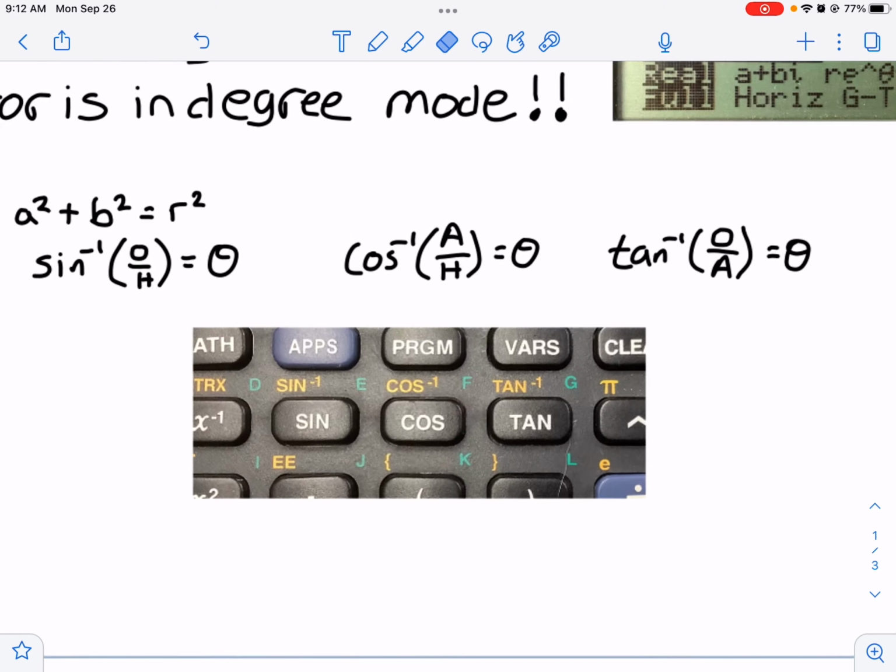So I took a picture of some buttons on the calculator. This is also the TI-83, but it looks like this on the other ones too. Where the sine, cosine, and tangent buttons are, the inverse sine, inverse cosine, and inverse tangent are usually just a hit of the second key away. So whichever one you might be using, depending on the information that you have to get the angle, those would be the buttons. And then you would just make sure that the information is in parentheses when you do it.